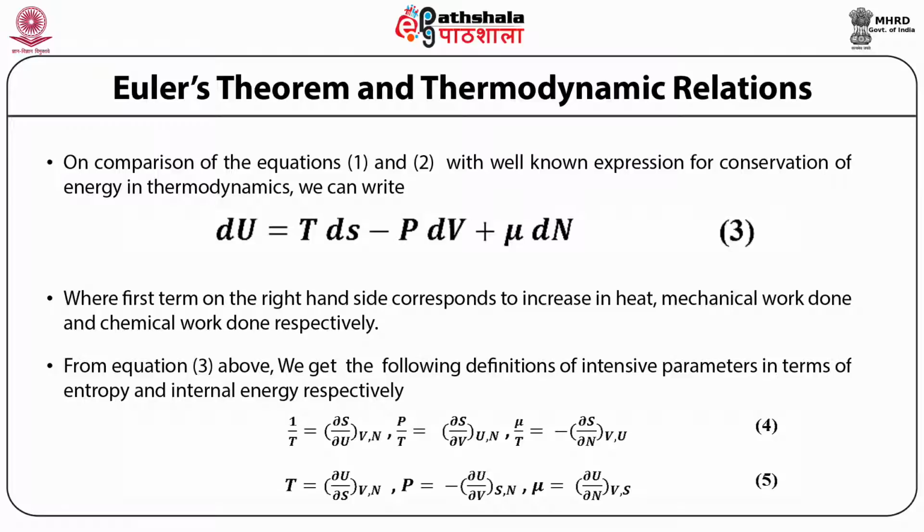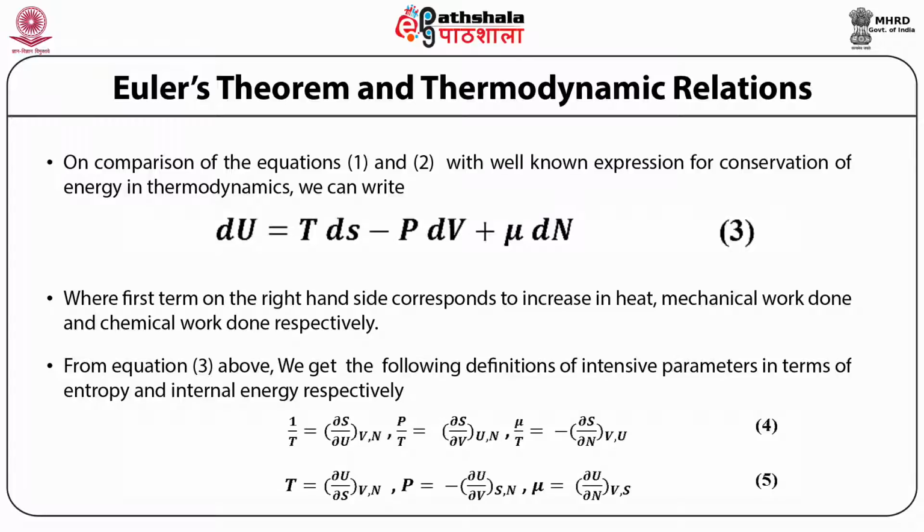For example, we find the reciprocal of the temperature is equal to the partial derivative of S with respect to U at constant V and N. Pressure divided by temperature is equal to the partial derivative of S with respect to V at constant U and constant N. Chemical potential μ divided by temperature T is equal to minus the partial derivative of S with respect to N at constant V and constant U.